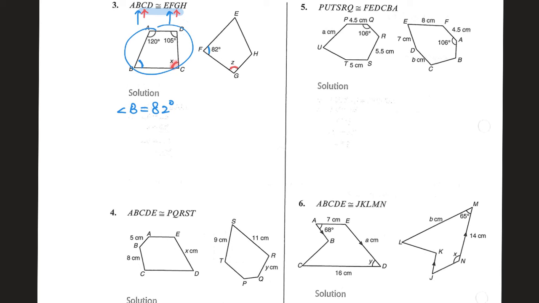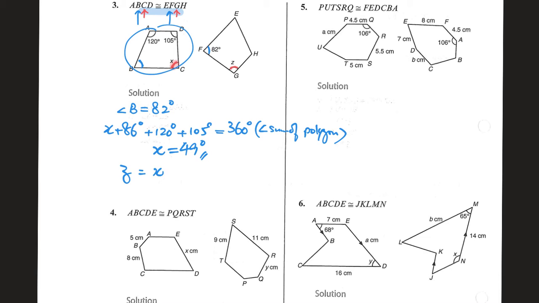Afterward, with this help, you can look at the first figure: x plus 86 degrees, plus 120, and lastly 105 degrees will be equal to 360 because of the angle sum of a polygon. Finally, you get x to be 49 degrees. Similarly, z is equal to x, that means it's equal to 49 degrees. So it completes the question very easily, right? The main point is that congruent figures mean everything is the same, length, angles, etc. The key is that you need to match the letters.